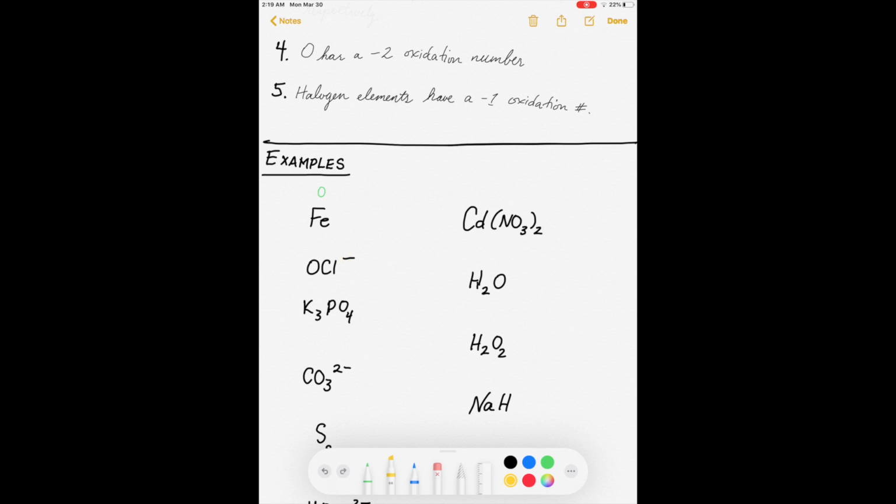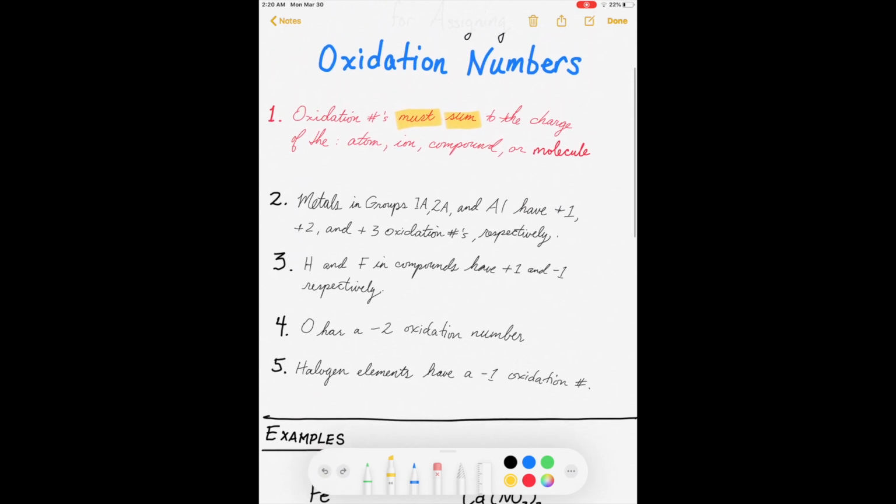Again, last but not least, whatever number I assign to the potassium, I have to multiply it by 3, add it to the oxidation number I assign to phosphorus, and then last but not least, add that to whatever number I assign to the oxygen times 4, add all of that together, and I better get the charge of potassium phosphate. The sum of the oxidation numbers better equal 0. All right, so understanding that, let's go to rule number 2.